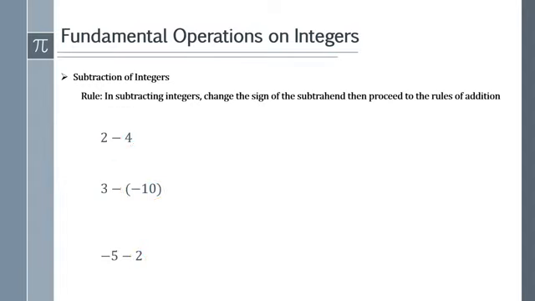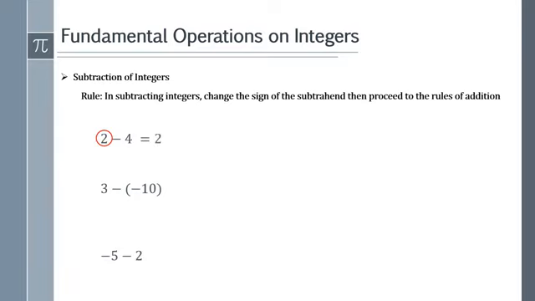Okay, let's have example number 1: 2 minus 4. Again, we will change the sign of the subtrahend. So, first is the 2. Class, nothing was mentioned in the rule regarding the minuend. So, we know 2 is the minuend. Since nothing was mentioned, we'll just copy 2.